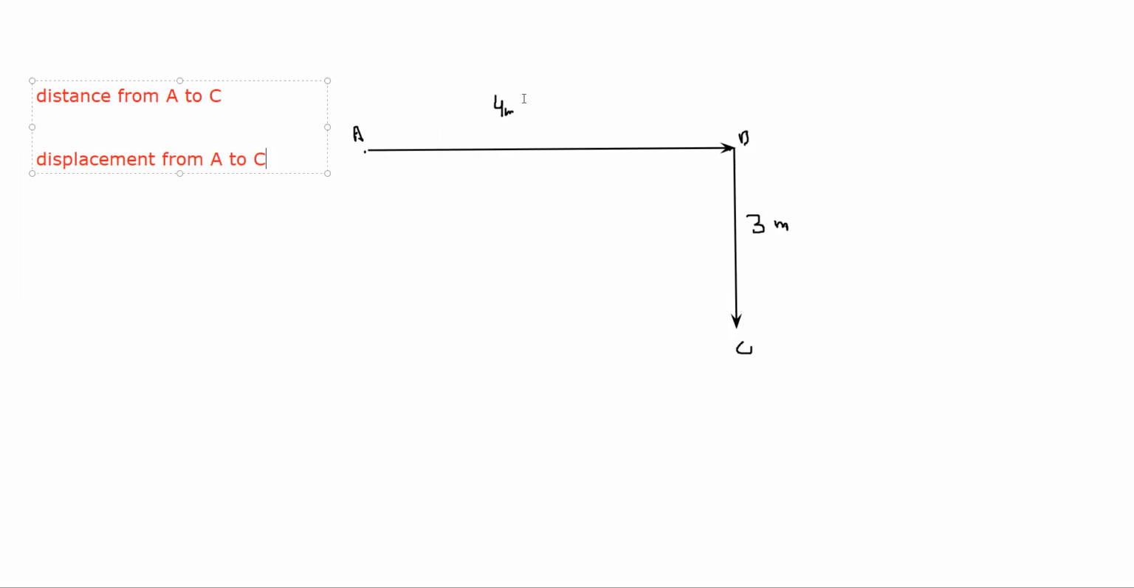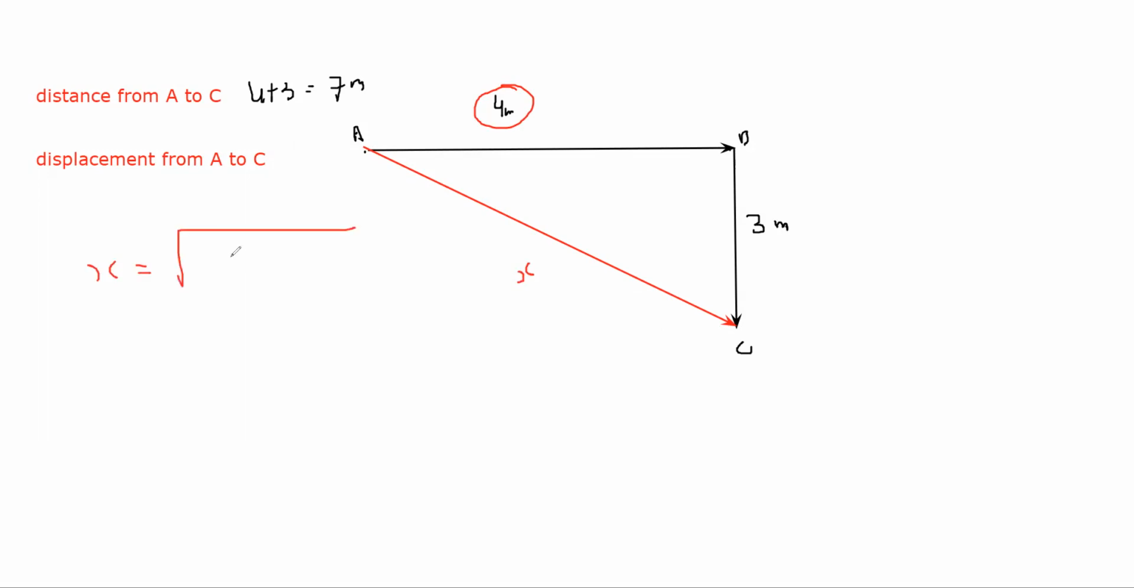What is the distance traveled? First it moved 4 meters, then 3 meters. So we will simply add them: 4 plus 3 equals 7 meters. But displacement is the shortest distance between the 2 points, so you will draw a line. It will make a Pythagoras triangle. Again you apply it, you need this unknown side. Displacement is x, so x equals the square root of 3 squared plus 4 squared. 3 squared is 9, 4 squared is 16. 9 plus 16 is 25. Square root of 25 is 5. So the displacement is actually 5 meters.